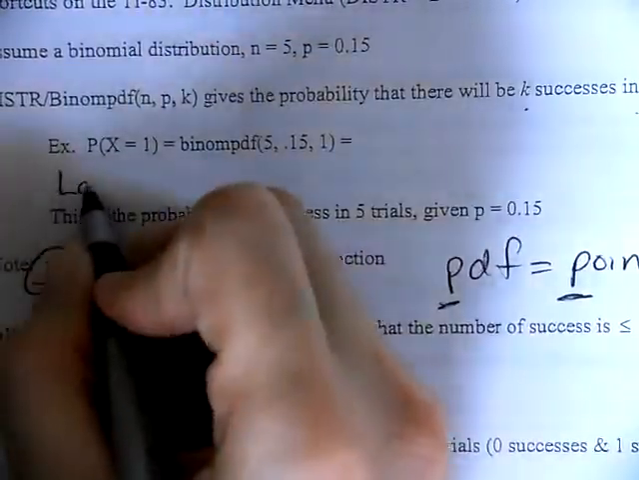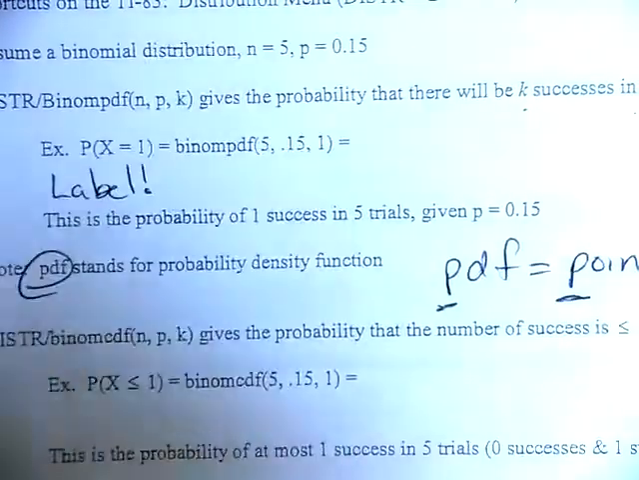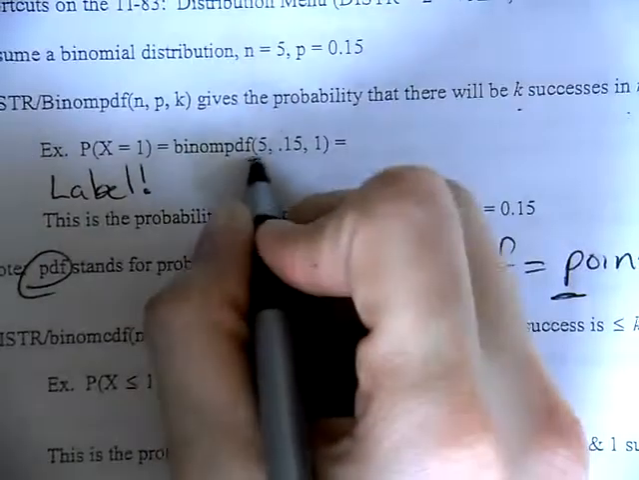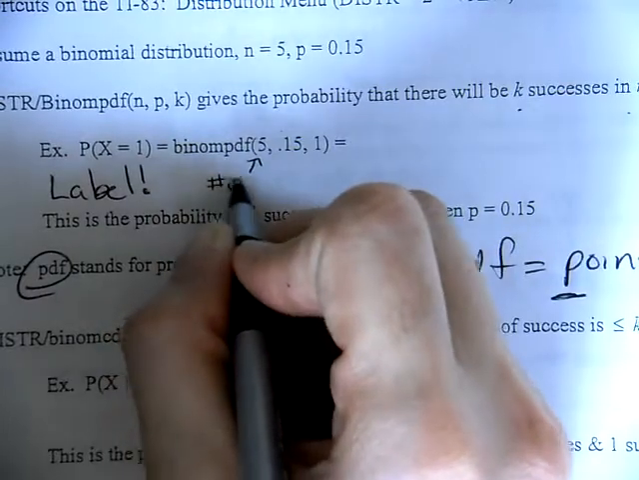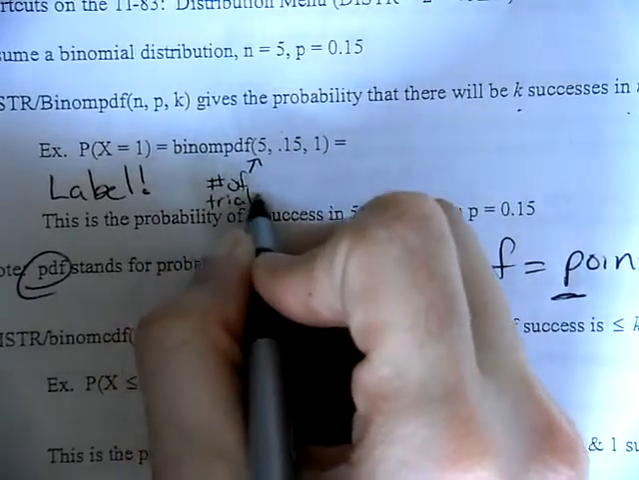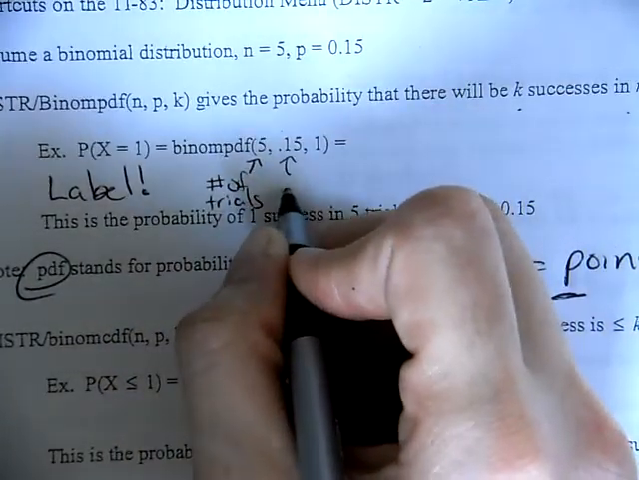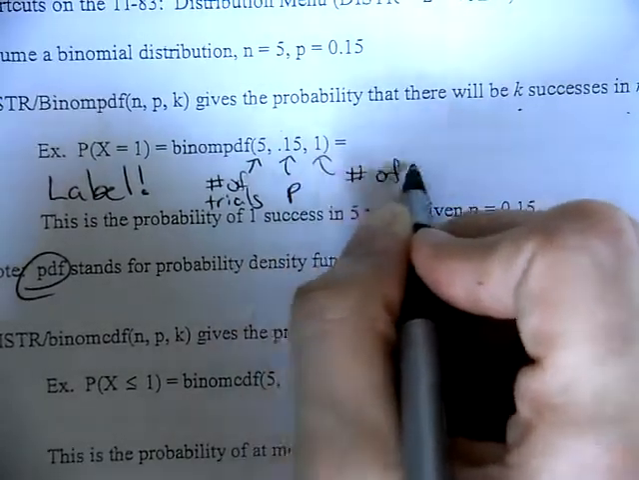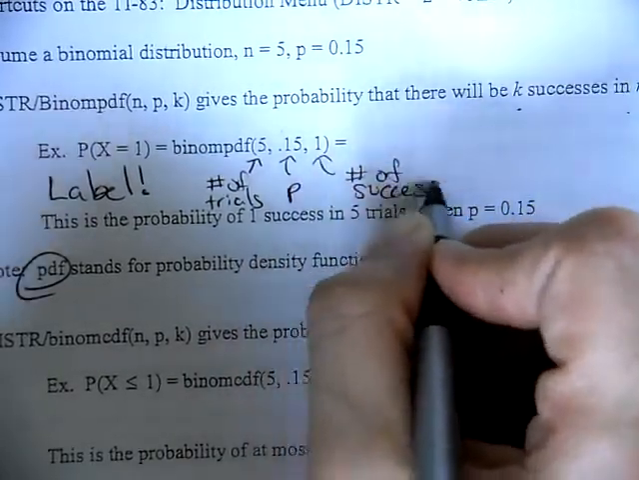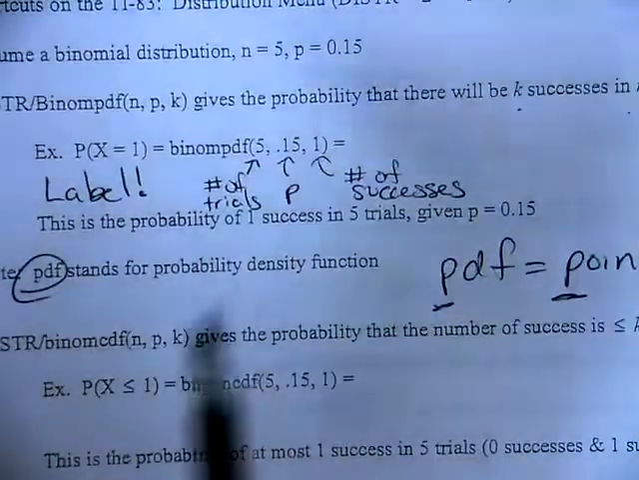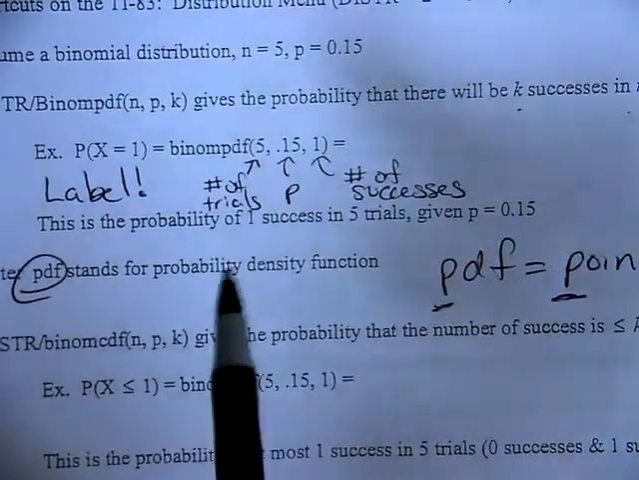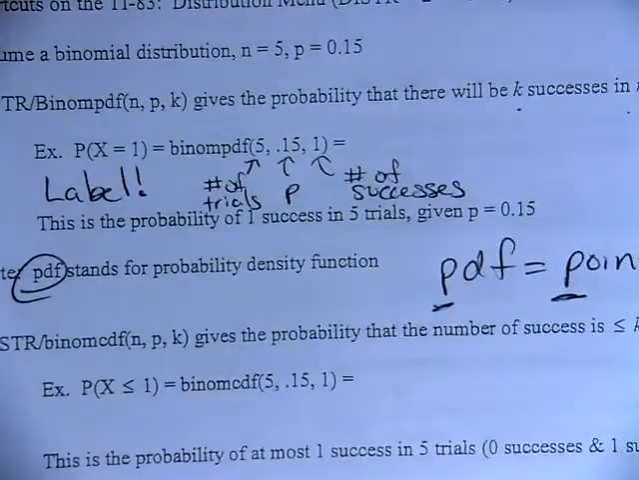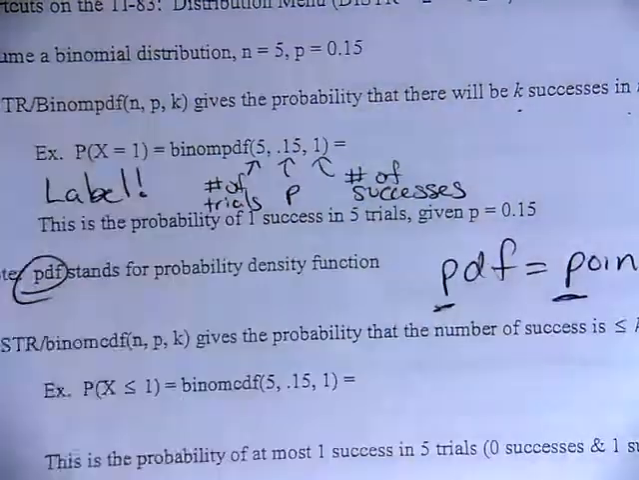you have to label the calculator talk. So this is the number of trials. This is your p-value. And this is the number of successes. If you do not label, you will get marked down. Every time you do not label, you will get marked down. So in the AP exam, they'll give you half credit if you do not label.